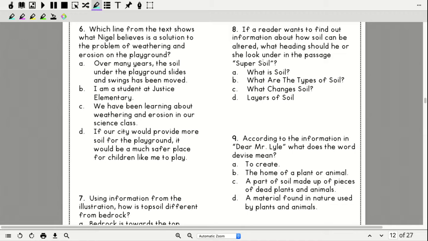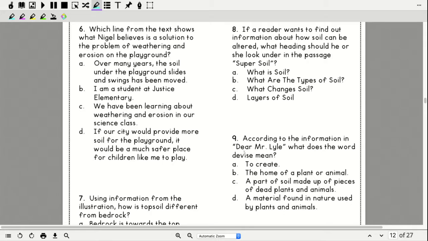Let's come over here to number 8. If a reader wants to find out information about how soil can be altered, what heading should he or she look under in the passage Super Soil? A, what is soil? B, what are the types of soil? C, what changes soil? Or D, layers of soil?